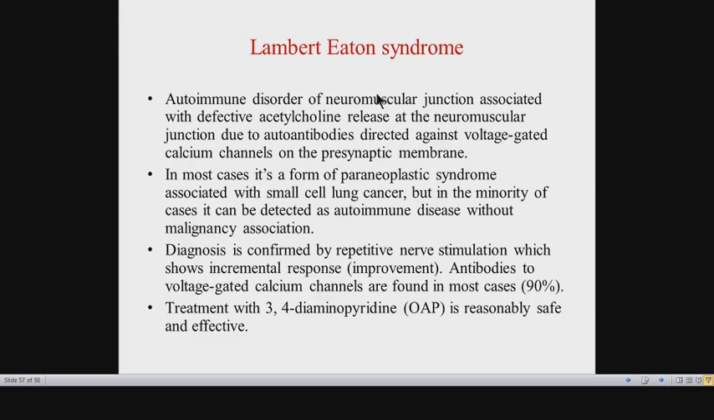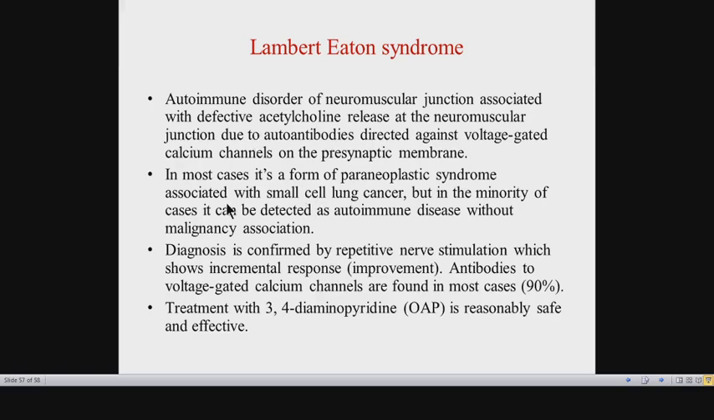طيب in this condition there is an autoimmune disorder as well, similar to myasthenia gravis. An autoimmune disorder of the neuromuscular junction with defective acetylcholine release at the neuromuscular junction due to autoantibodies directed against voltage-gated calcium channels on the presynaptic membrane. يبقى هنا الأنتيبوديز directed against voltage-gated calcium channels في presynaptic membrane، عكس الـ myasthenia gravis هناك directed against acetylcholine receptors on the postsynaptic membrane. هنا الديفكت في presynaptic membrane يعني في النيرف، ما في المسل فايبر.